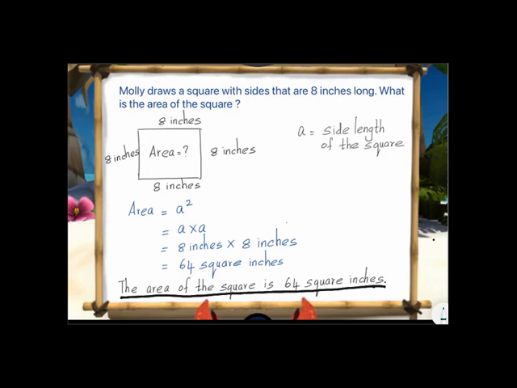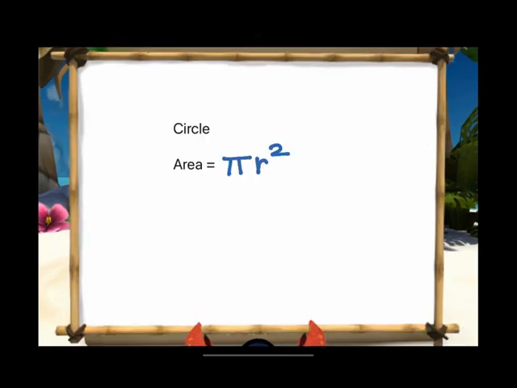We can either count the number of total square units and find the area, or we can use the formula for the area and find the area. Some other two-dimensional shapes are circle, triangle, square, rectangle, parallelogram, and trapezium. Okay, first let us see the area of circle. The formula is pi r square, where r is the radius of the circle.